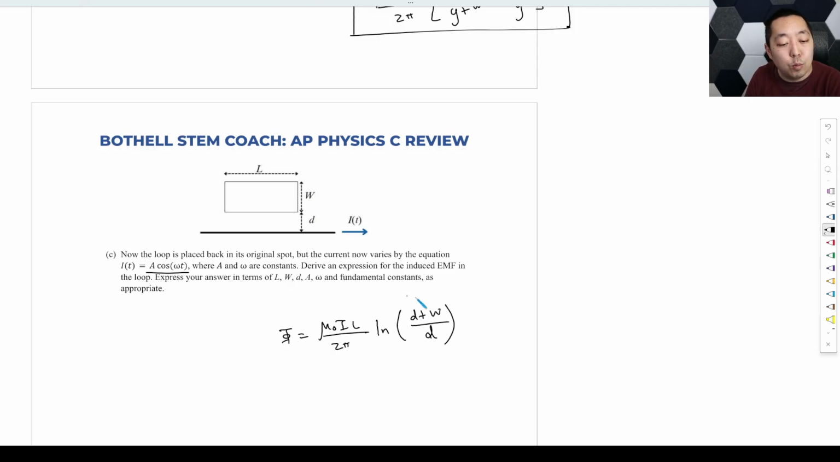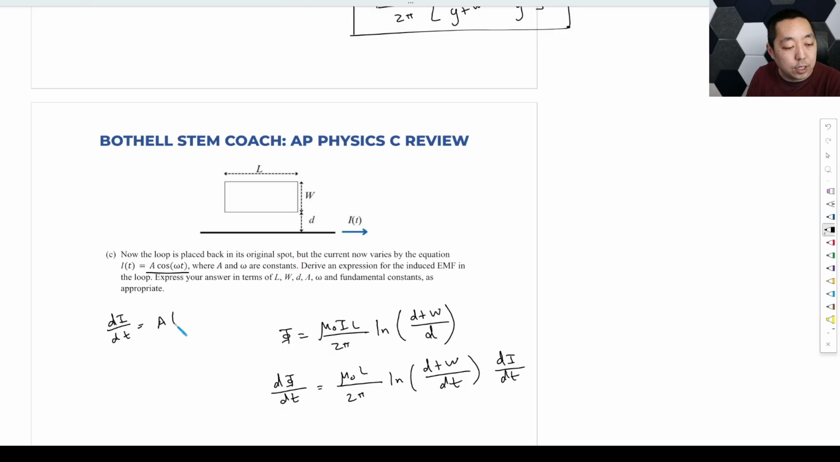And now you have to think about which of these variables are changing when I take the derivative. Honestly, it's just the I part. Mu naught, L, 2 pi, d and w are not going to change here. So it's mu naught L over 2 pi ln of d plus w over d, and then you have to make sure you have a di/dt term here. So what is the derivative of I? di/dt: the derivative of cosine is negative sine omega t, and then by chain rule, times omega.